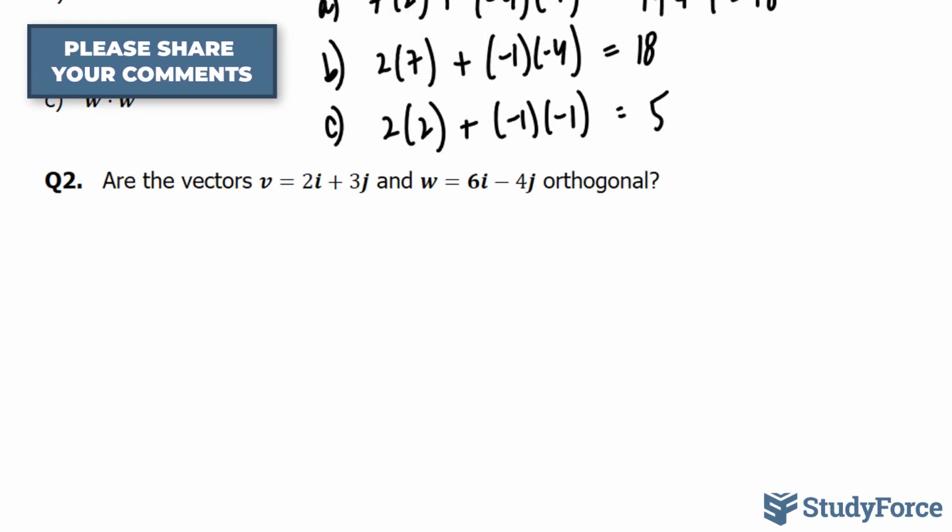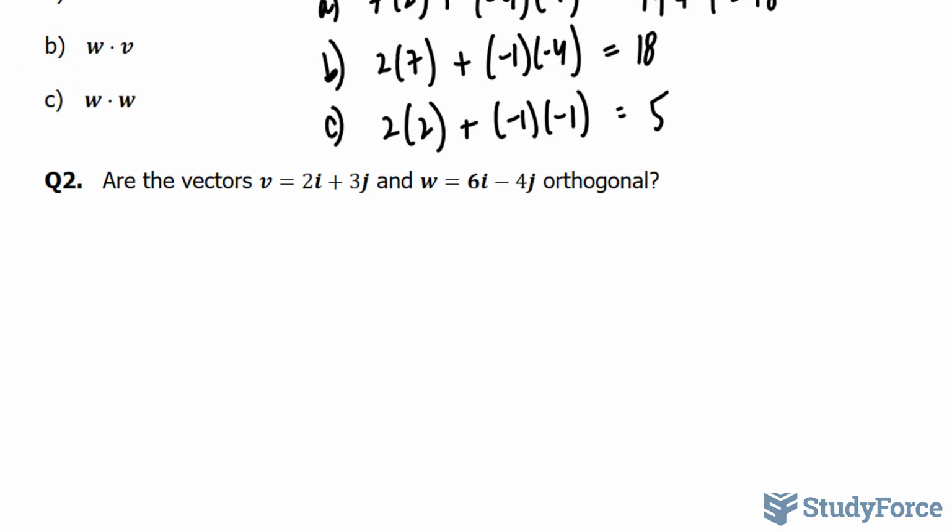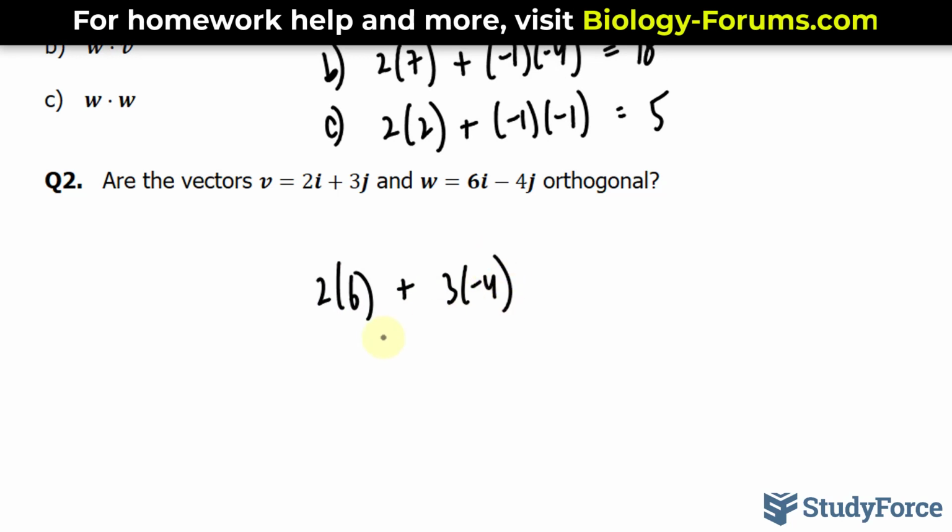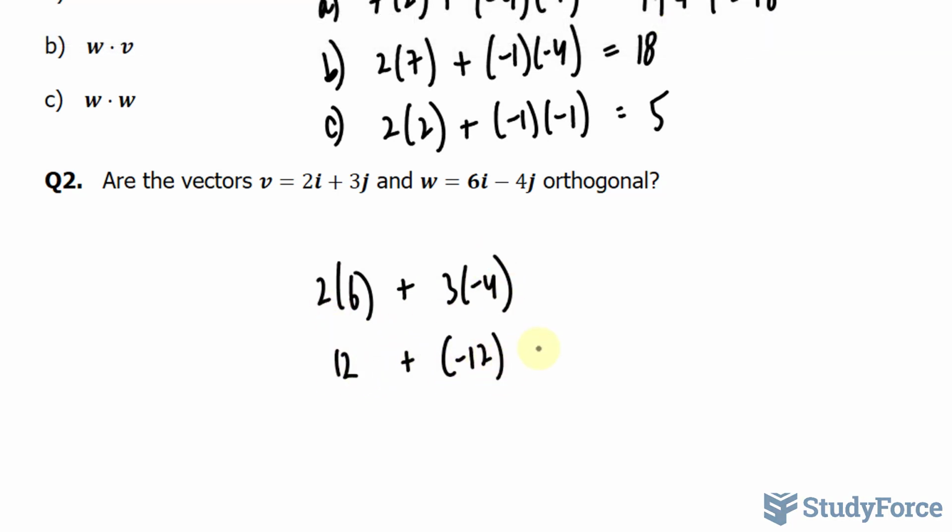The next question reads, are the vectors v is equal to 2i plus 3j and w is equal to 6i minus 4j orthogonal? Two vectors are orthogonal, or at 90 degrees to each other, if the dot product is 0. So let's go ahead and see if that's the case here. 2 times 6 plus 3 times negative 4. 2 times 6 is 12 plus negative 12. That's equal to 0. Therefore, these two vectors are orthogonal.